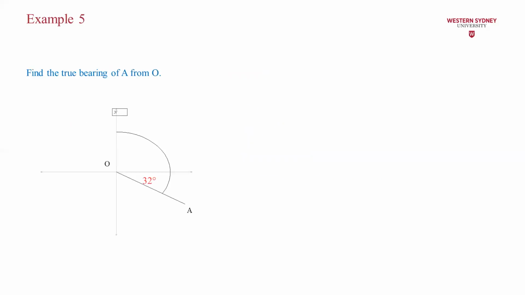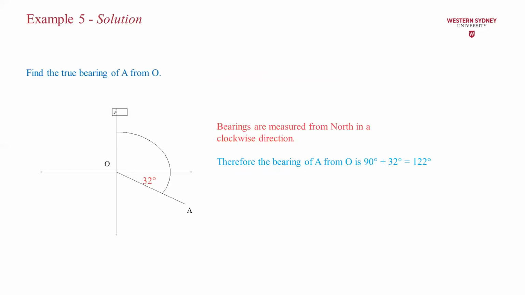Example 5. Find the true bearing of A from O. Bearings are measured from north in a clockwise direction. So north, south, east and west are all separated by 90 degrees. So between north and east is 90 degrees. And then it goes another 32 degrees. So we do 90 plus 32 is 122 degrees true.